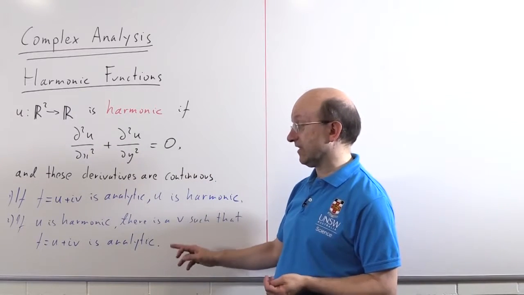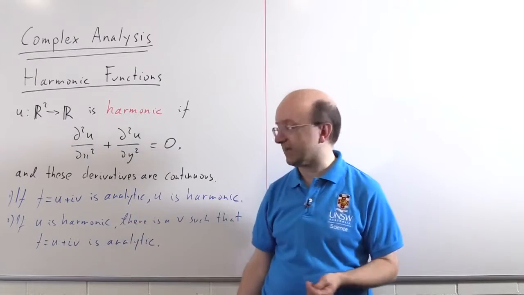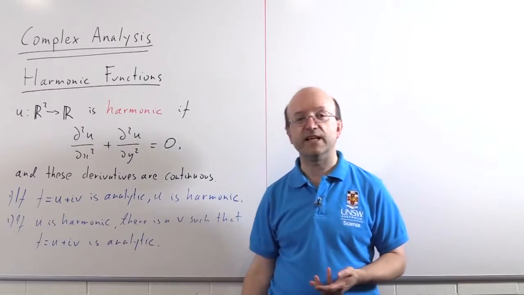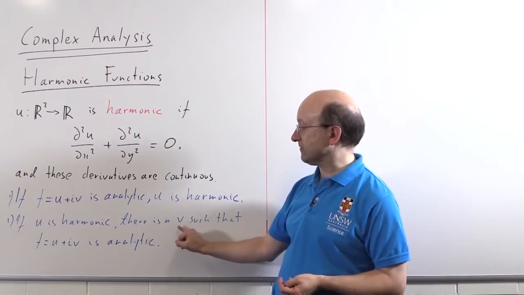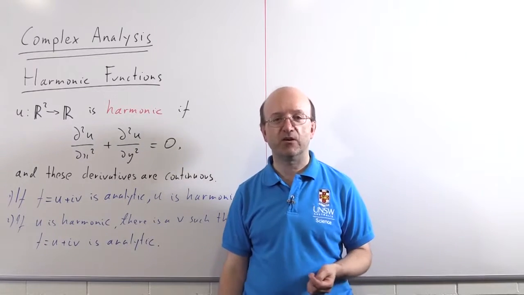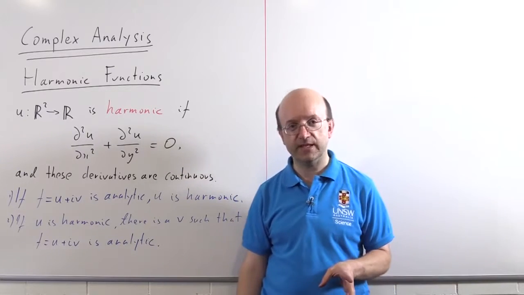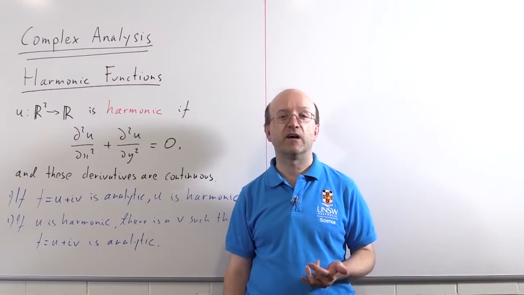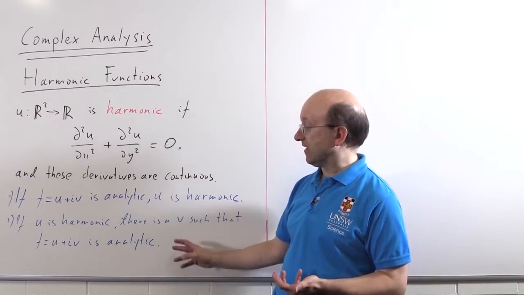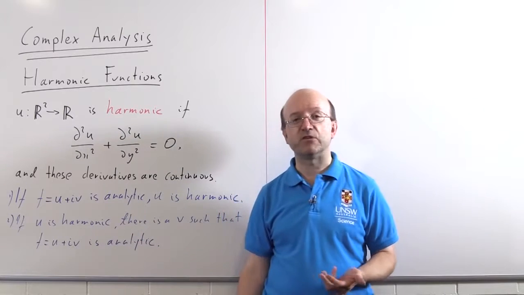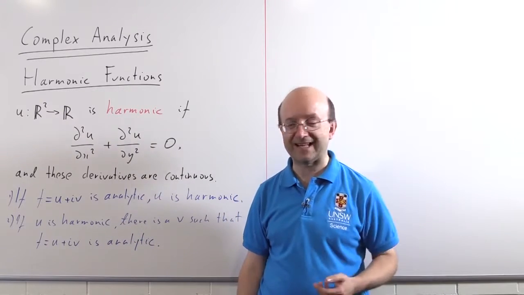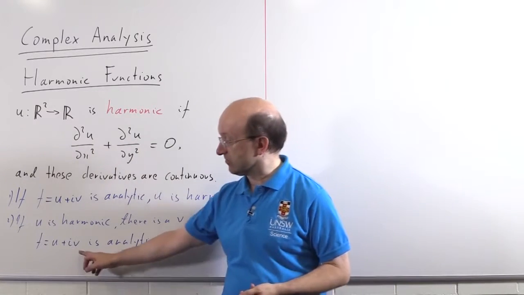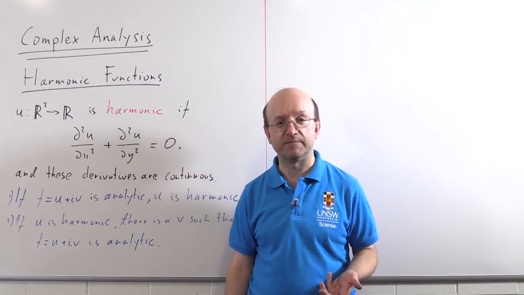And the second result goes in the other direction, really. If u is harmonic, then there is a v such that u plus iv is an analytic function. We call this function v here a harmonic conjugate of u. It's not unique, but any other harmonic conjugate only differs from v by a constant. So if you're given a harmonic function u, you can find a whole family of analytic functions f, but they all differ by just an imaginary constant because you just add a constant to v.